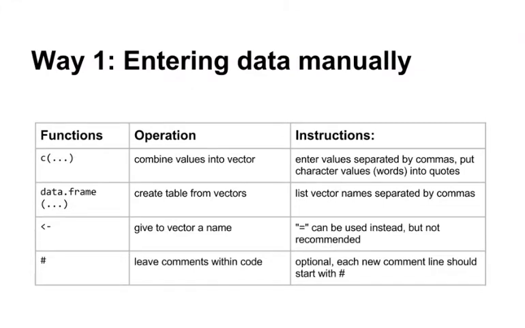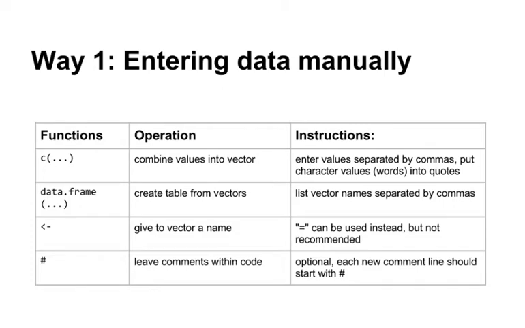To put elements into a vector, R uses a function called c, which stands for combine. All you have to do to put elements in a vector is to list them within the brackets of the c function and separate by commas. In addition, if your elements are words or strings in R language, you'll also need to put each word in quotation marks. Then, once vectors are created, they need to be combined together into a table. The function data.frame allows us to do that by listing names of vectors within the brackets, separated by commas. No quotation marks are needed in this case.